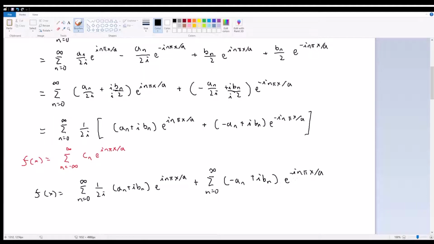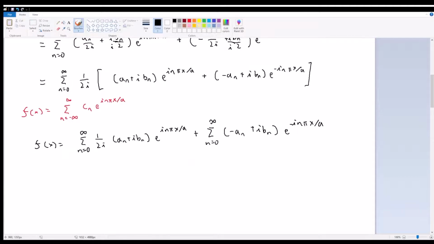So if we look at the second summation, really what we can do is change the signs on n, and that'll give us a summation from negative infinity to 0. What I mean by that is that this term can be redefined as a summation from n equals negative infinity to 0 of negative a of negative n plus i b of negative n multiplied by e to the i n pi x over a, where we change all the n's to negative n's, and this summation is basically the same thing as the top one, but just in reverse order.